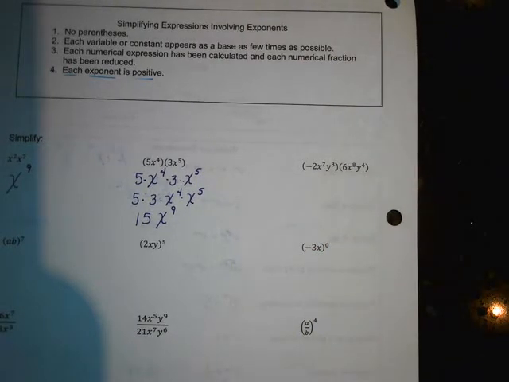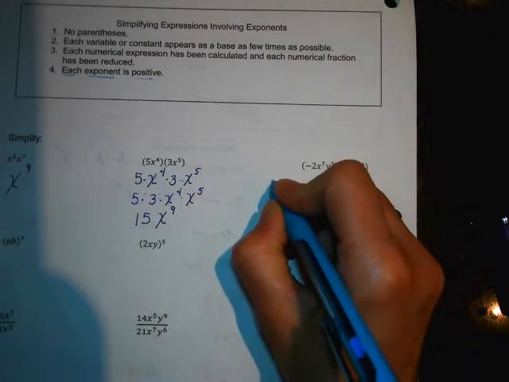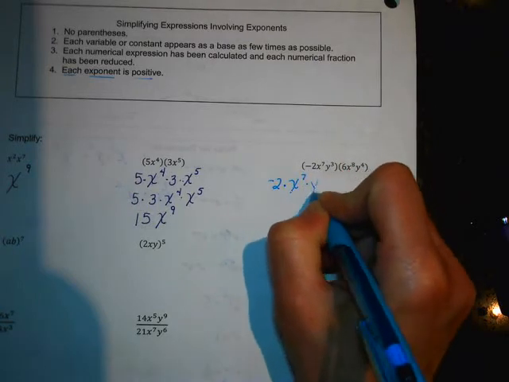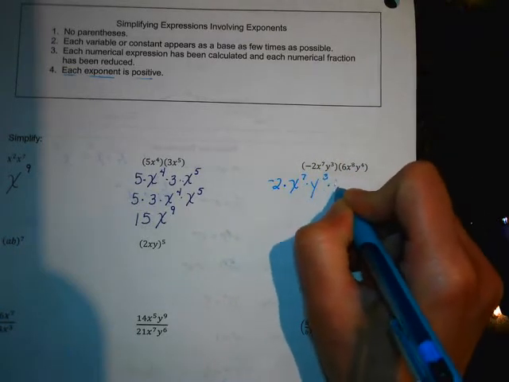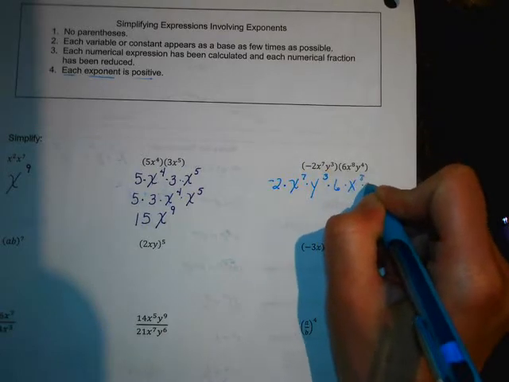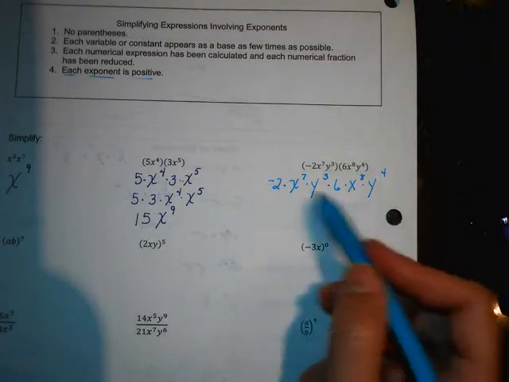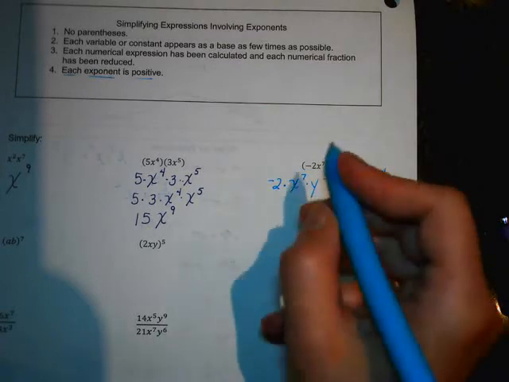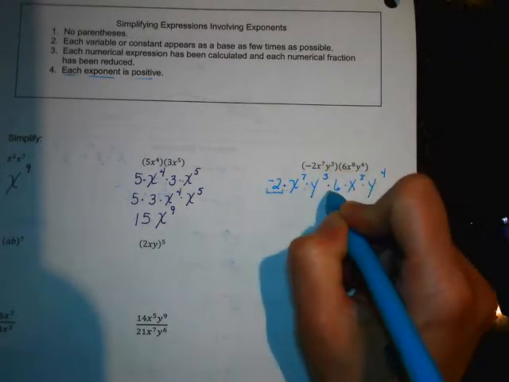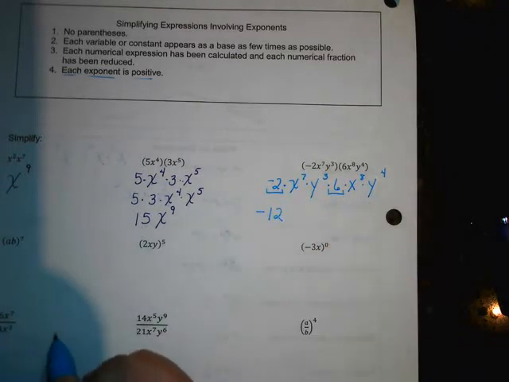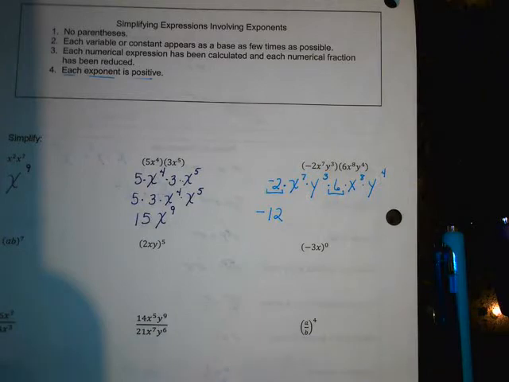All right, let's try it. So negative 2 times x to the 7th times y cubed times 6 times x to the 8th times y to the 4th. Okay, the associative property says we can multiply any two factors first. So I'm going to take care of the negative 2 and the 6, and I'm going to call that negative 12. And then I'm going to dip in, and I'm going to find my x terms. I'm going to multiply these guys next.